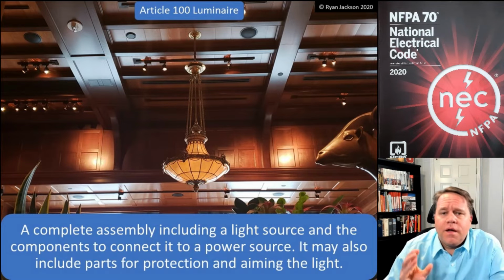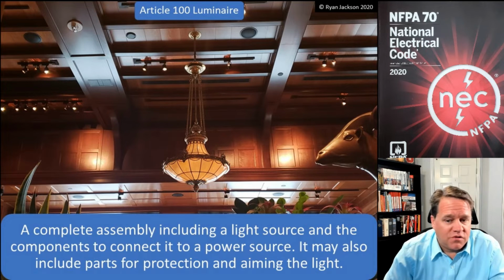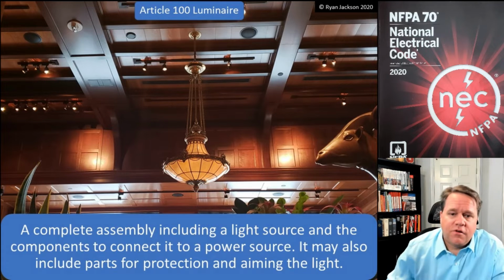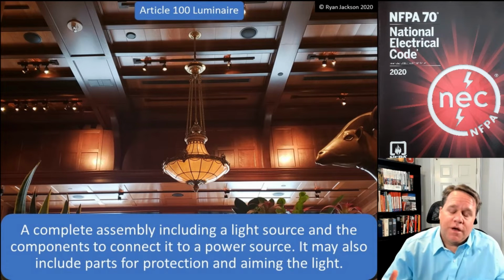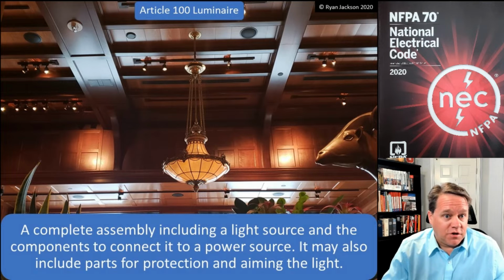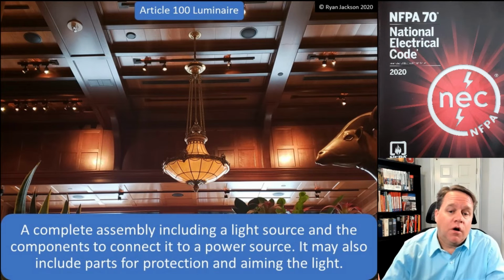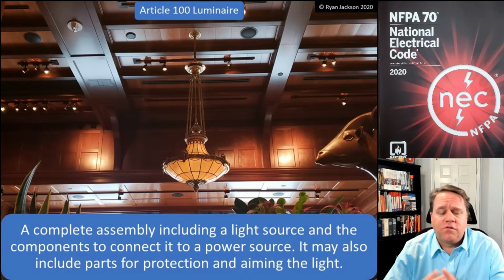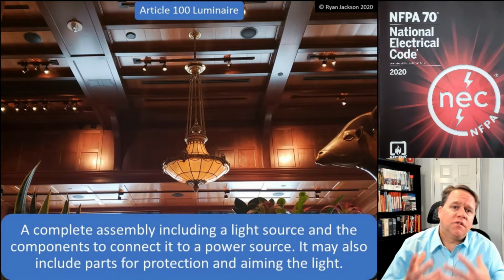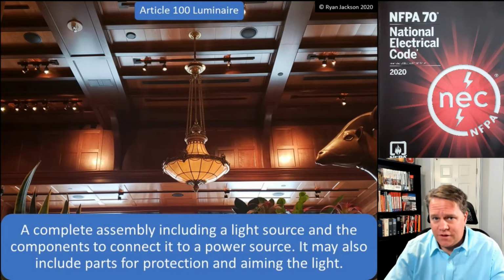So a luminaire is a complete assembly, including a light source and the components that connect it to a power source. It can also include parts for protection and aiming the light. So a luminaire is what we used to call a light fixture, or what, if we're being honest, pretty much all of us still call a lighting fixture, unless we're talking in terms of the NEC. Luminaire is kind of the international term that's used, so we're going to go ahead and call them a luminaire. They're discussed in Article 410. 410.6, for example, has requirements that they be listed.